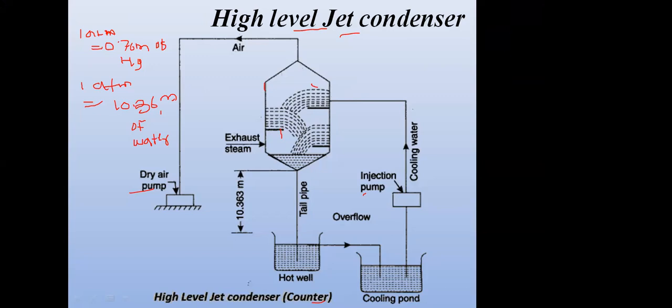The pipe has a height of 10.63 meter, because 1 atmosphere is equal to 10.63 meter of water. So the tailpipe is very high. Therefore, the condensate will naturally come down with the help of this tailpipe, and no condensate extraction is required. But as the height between the condenser vessel and the cooling pond is much more, therefore a cooling water pump is required.